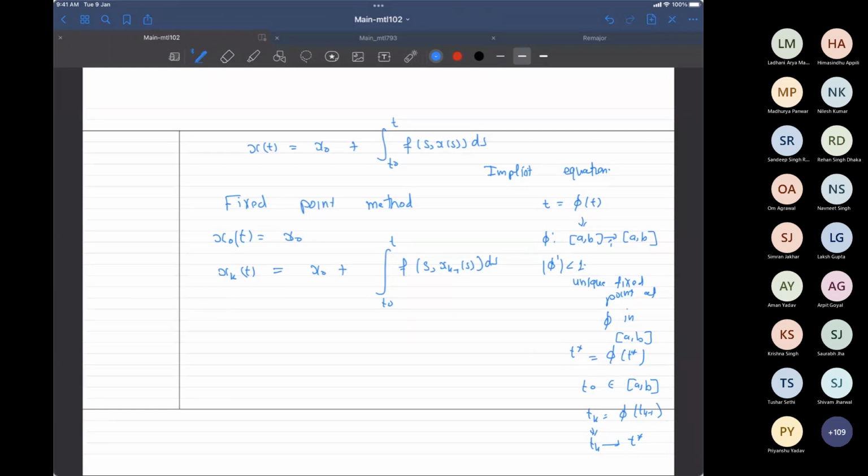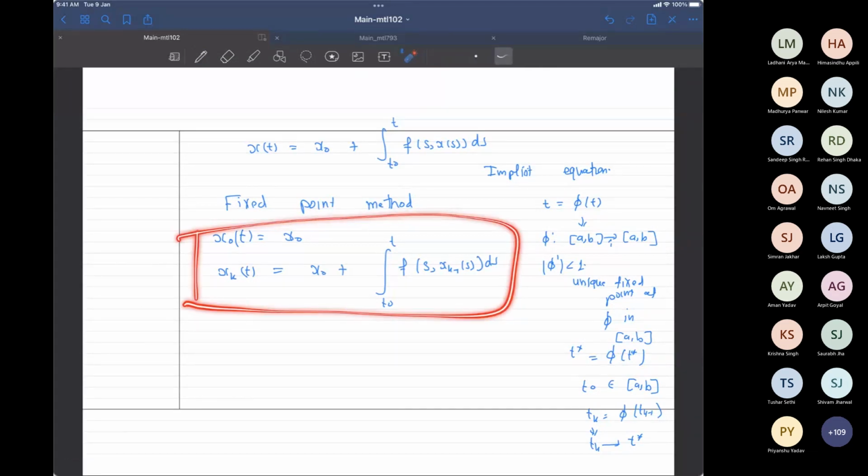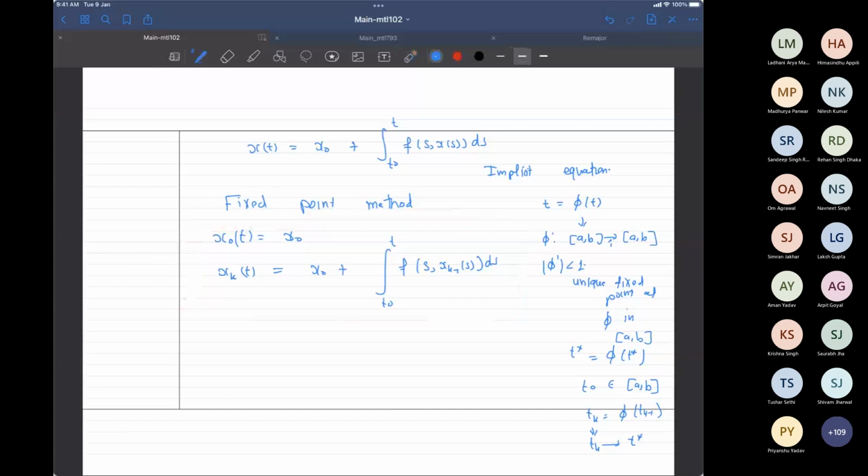Now you can see that this is an iterative process, an iterative update, and these are called Picard's iterations.